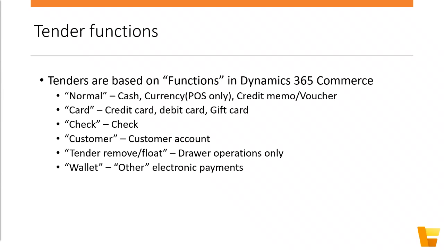And there are several types upon which our tender types are built. So first is normal, and any cash or currency, credit memo or voucher tender types are based on the normal tender function within the back office. Next is card, and that's the basis for all of our credit card, debit card, and gift card transactions, or you can think of those as EFT transactions where we're calling a third-party service to verify funds for the method of payment.